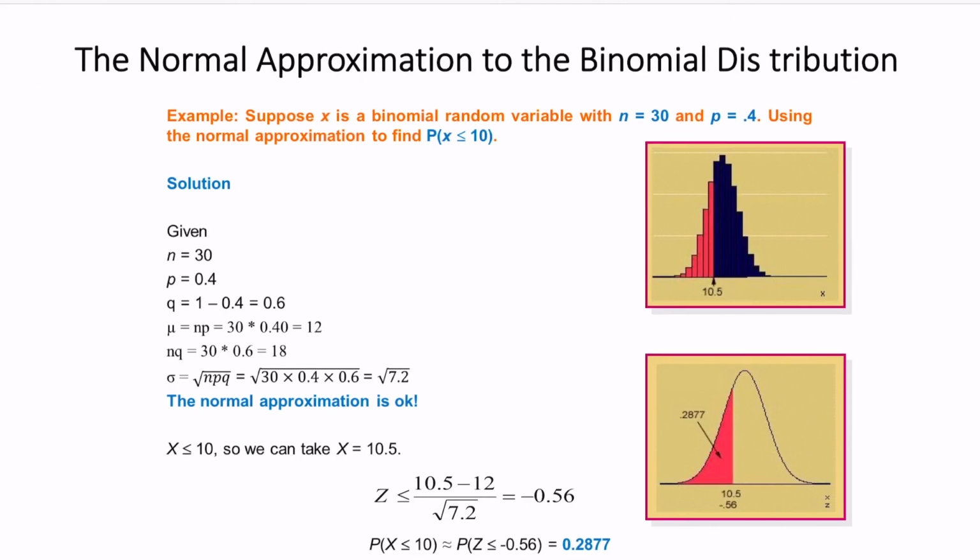So try this problem also, where they have given n equal to 30, p equal to 0.4, and they are asking you to find P of x less than or equal to 10. Use this principle now and try to solve the problem. Pause the video right here and try to solve this problem.